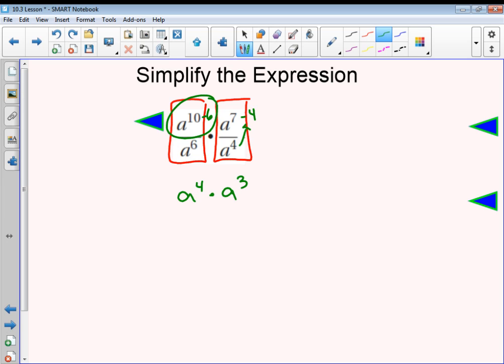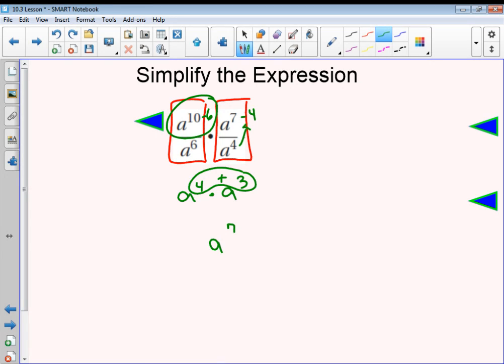Now I have multiplication involved. So when I multiply, I add these together. So you are using your previously learned knowledge along with your new knowledge that you just had and piecing them together. So final answer would be a to the 4 plus 3 gives me 7.